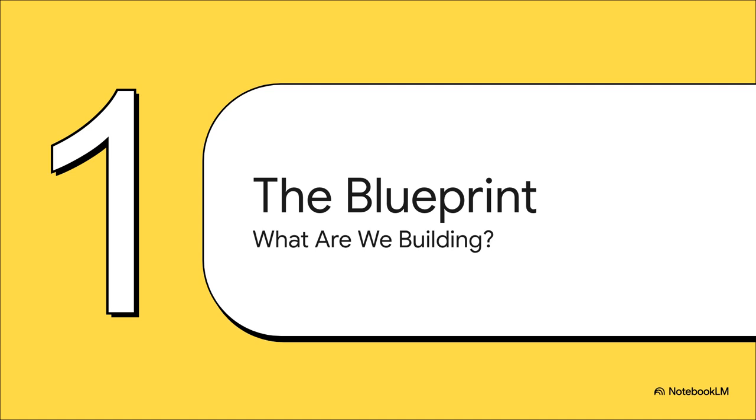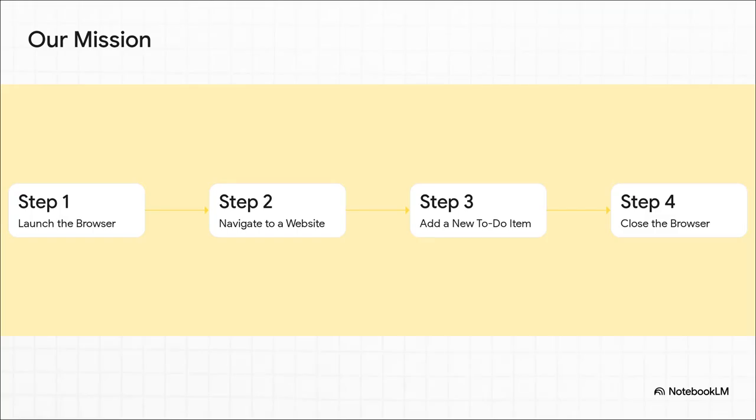Before you write a single line of code, you gotta have a plan. It's so important. We need to decide exactly what we want our automated browser to do. Our mission today is simple, but it's super powerful. We're going to tell the browser to do 4 specific things. First, just launch itself. Easy enough. Second, go to a specific sample website. Third, it's going to find a little text box and add a new to-do item to a list. And finally, and this is key, it's going to clean up after itself and close everything down. A nice, clear, achievable goal.